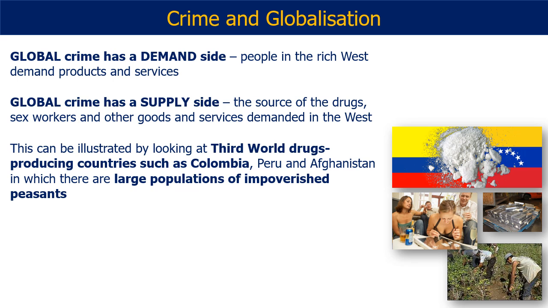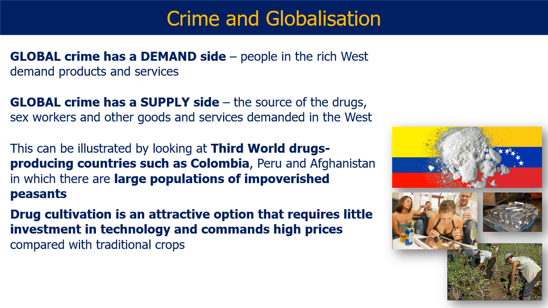This can be illustrated by looking at the third world countries, drug producing countries such as Colombia, Peru and Afghanistan, in which there are large populations of impoverished, what might be described as peasant class people, the underclass, people who are living in extreme poverty, whose only way of maybe finding some sort of source of income is to grow drugs. Drug cultivation is an attractive option. It requires very little investment in technology, and of course it can command a high price when you compare it with traditional crops because of the premium on the fact that it's illegal.